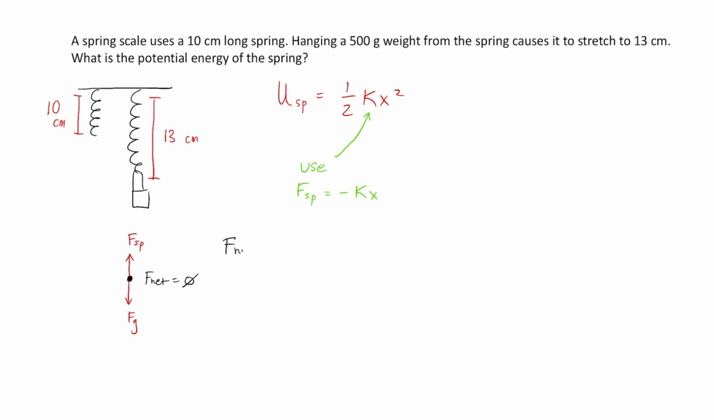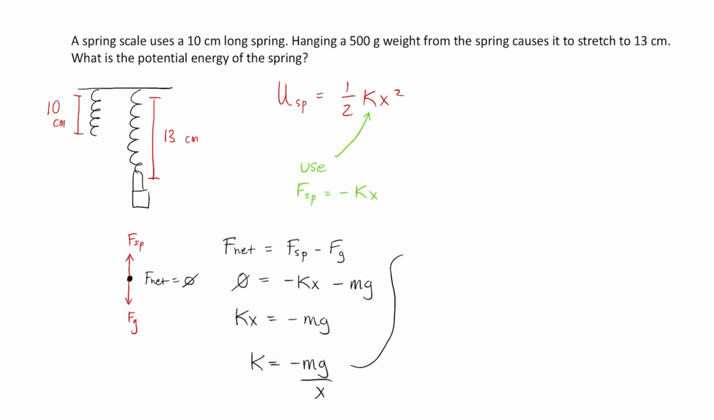Now we can write our F net equation, which is the sum of all the forces acting on the weight. So we have F net is equal to the force of the spring minus the force of gravity. We can replace F net with 0, we can replace the force of the spring with negative kx, and we can replace the force of gravity with mg. Now all we need to do is rearrange and isolate for the spring constant k. And that gives us this equation, which says k is equal to negative mg divided by x.